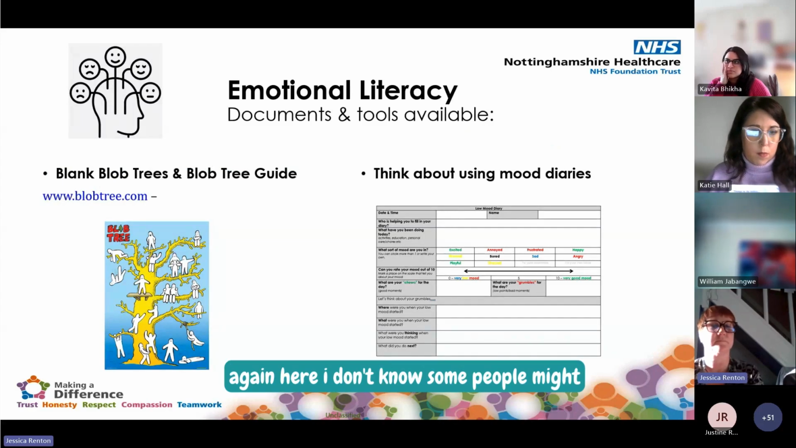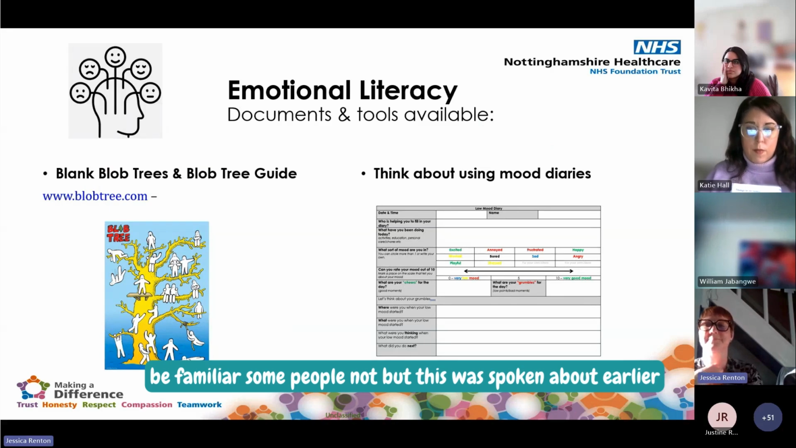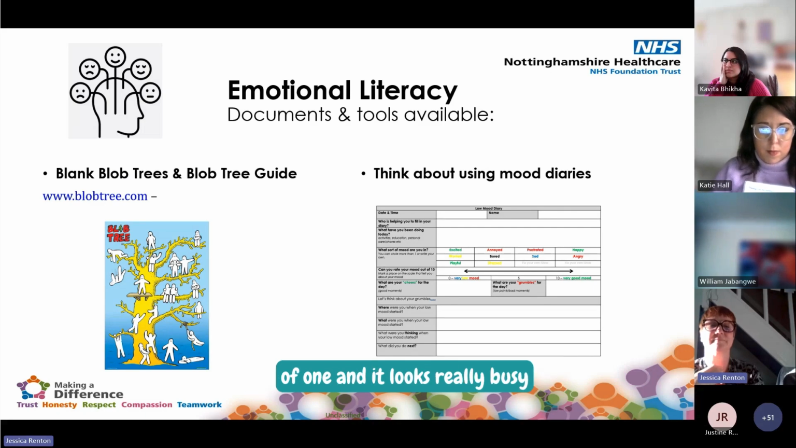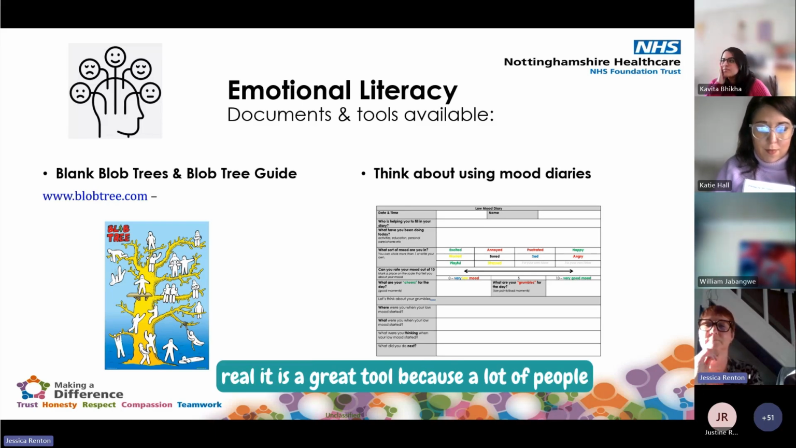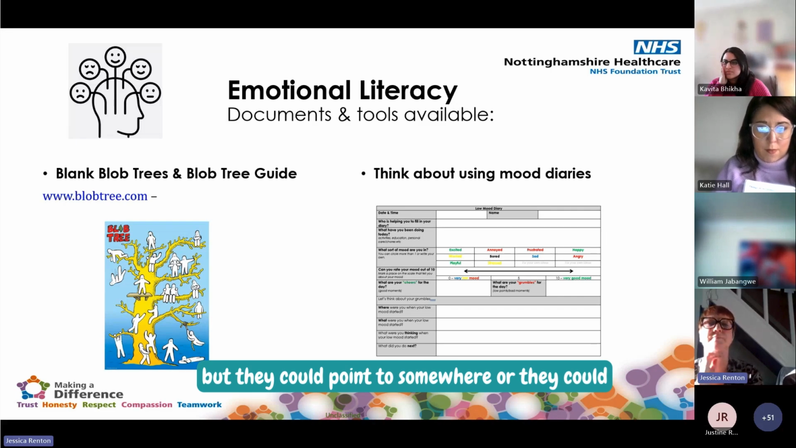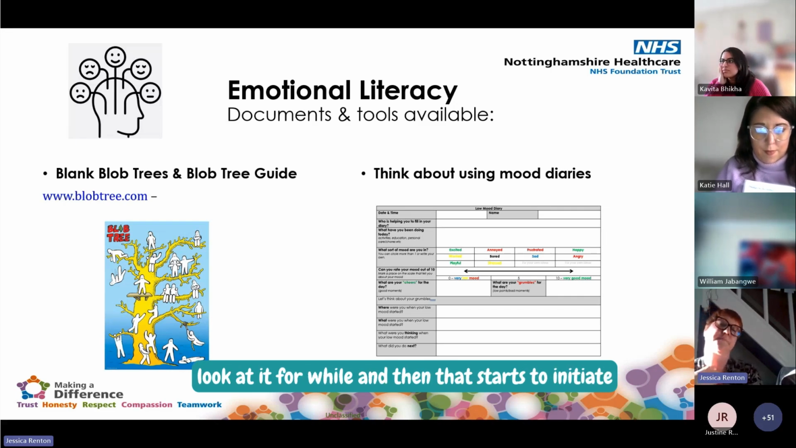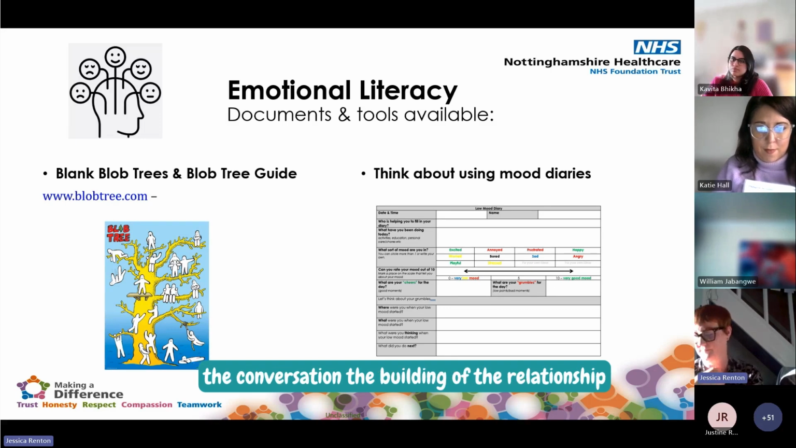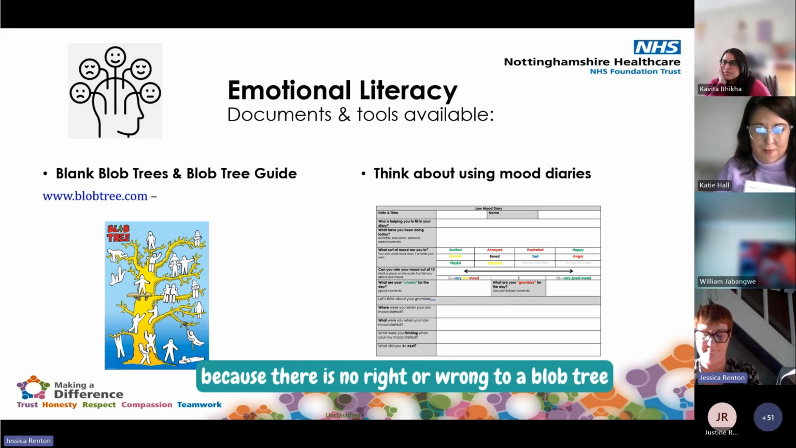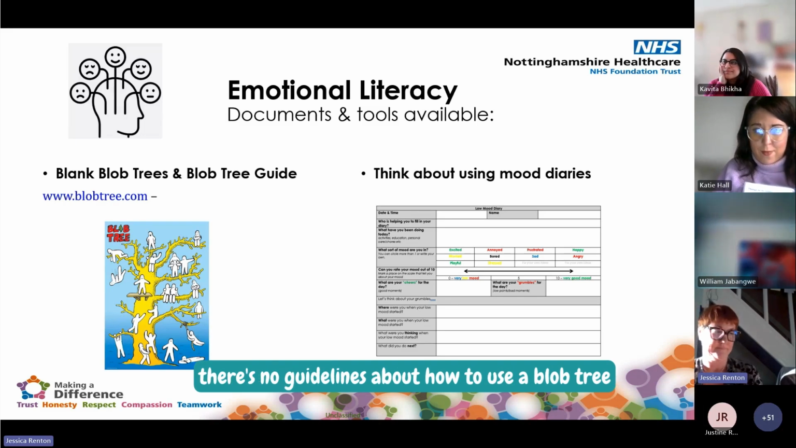Again here, some people might be familiar, some people not, but this was spoken about earlier: the blob trees. That's an example of one, and it looks really busy, but it is a great tool, because a lot of people might not be able to verbally tell you how they're feeling, but they could point to somewhere, or they could look at it for a while, and then that starts to initiate the conversation and the building of the relationship. It's really interesting, because there is no right or wrong to a blob tree. There's no guidelines about how to use a blob tree.